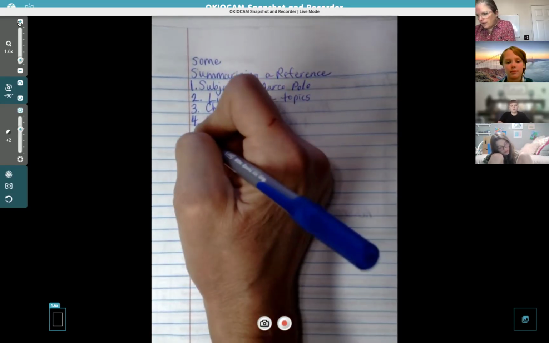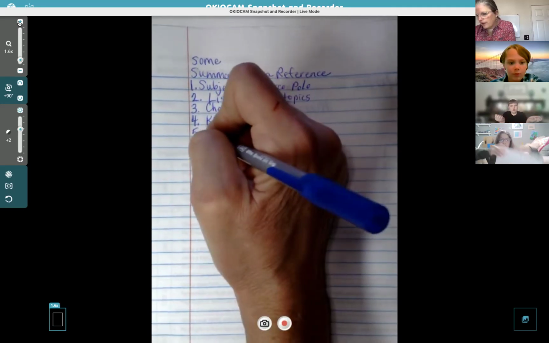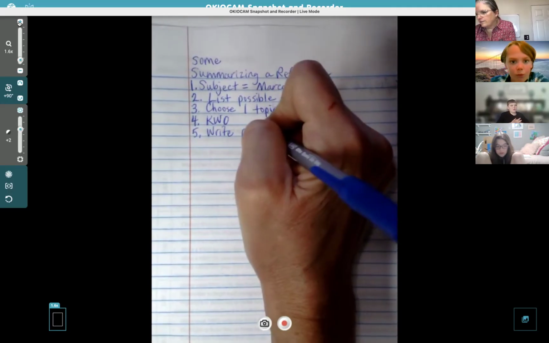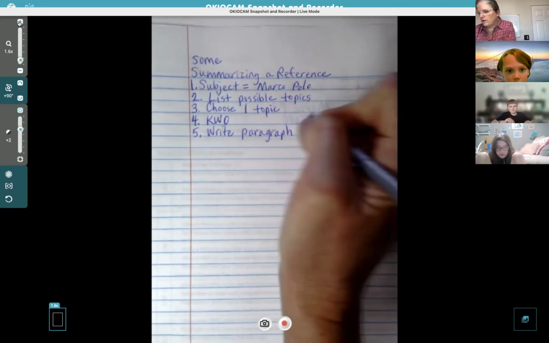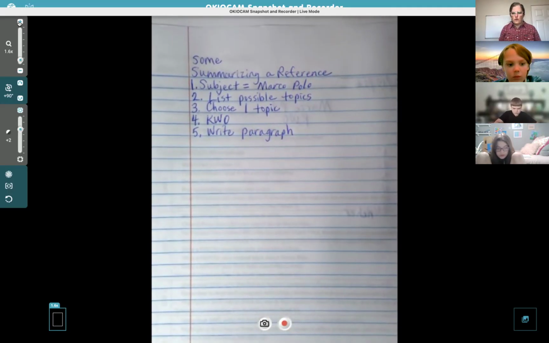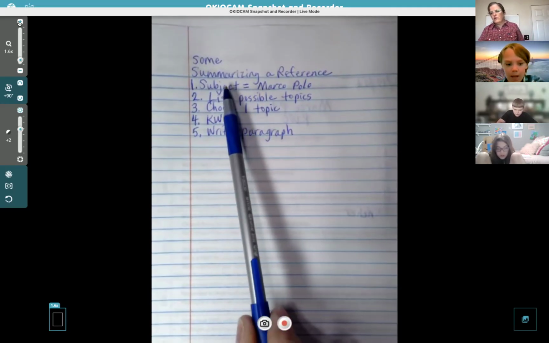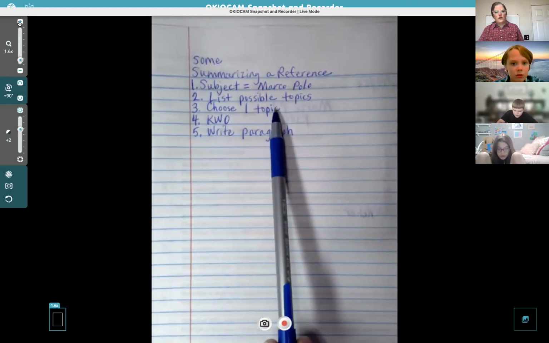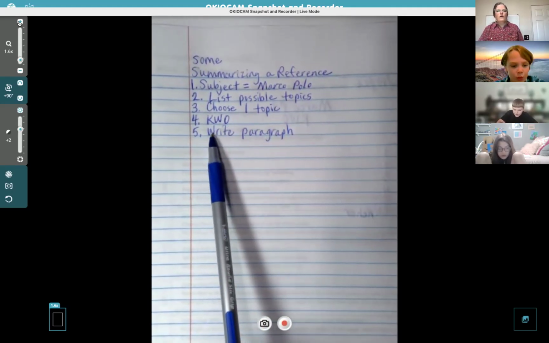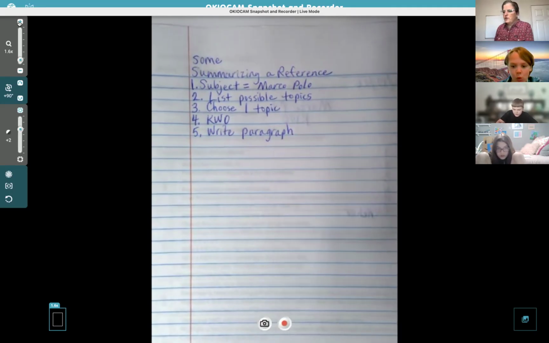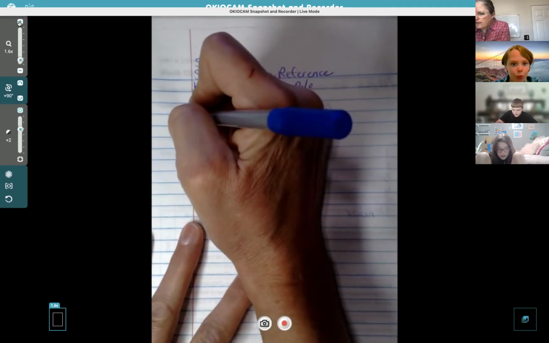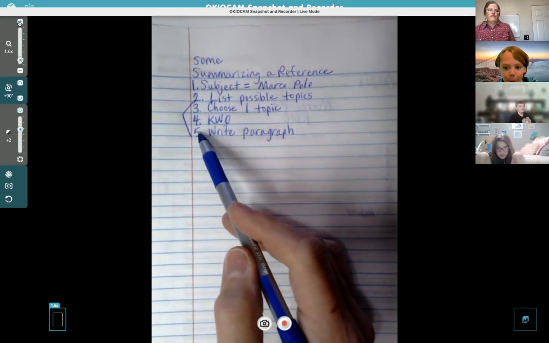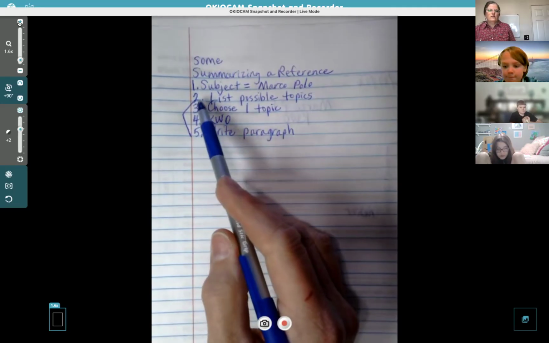Number 5, after that, is write your paragraph. So those are the 5 steps in summarizing a reference. You got to know what your subject is, list your possible topics and then choose one, write your KWO, write your paragraph. Now, I want you to put a little bracket, like a little arrow, between 3, 4, and 5, like this, okay? Do a little arrow in the margin.